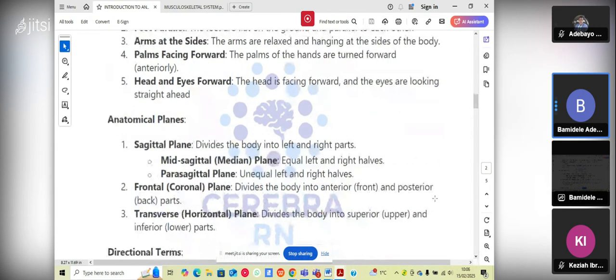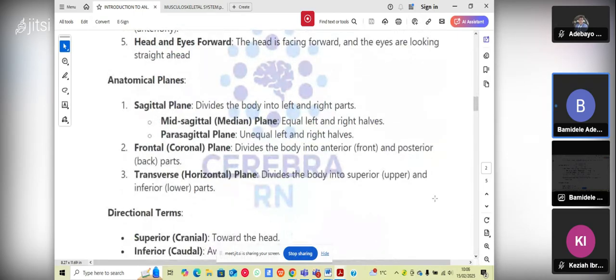That is a baseline that we always refer to throughout this anatomy course. After that we have the anatomical planes. These ones will also be very important in describing an organ.